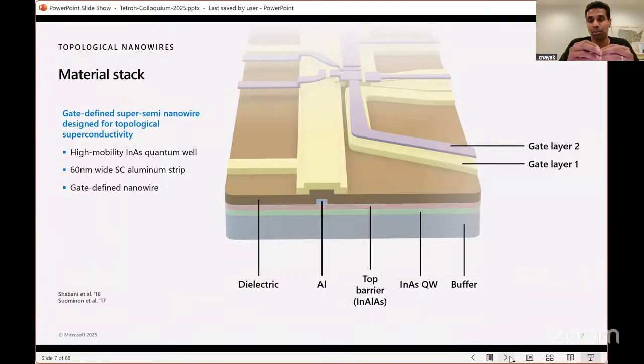So the wire is not grown as a wire like so-called VLS, vapor-liquid-solid, nanowires. It is not etched from a 2DEG down to a nanowire. It's actually created by electric fields. It's a gate-defined nanowire.